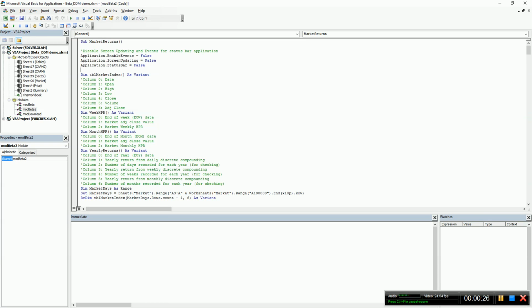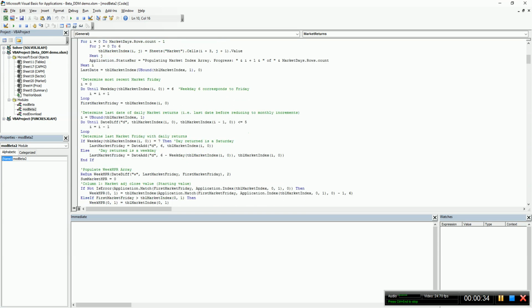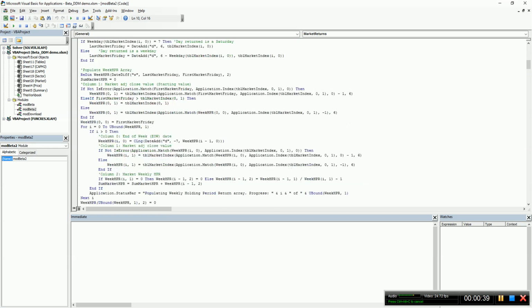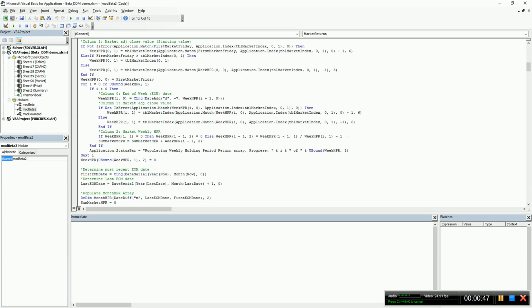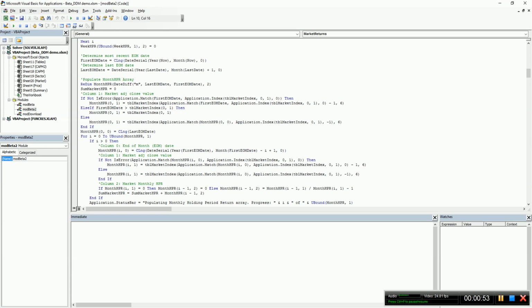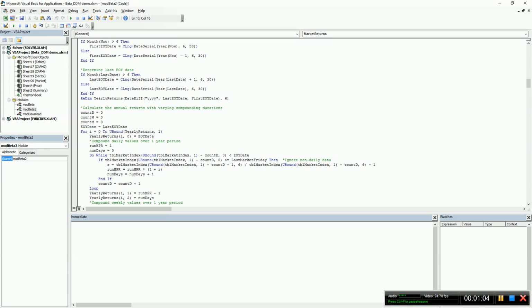So we'll start with the market returns. So we extract all the data that we need from the spreadsheet that we downloaded earlier. We determine suitable first and last dates. We populate the holding period return array for weekly compounding, similar to what we did with the other subroutines, the other CAPM model. And we do the same for a monthly holding period return array. Then we begin the calculation for the annual returns with the varying compounding durations.